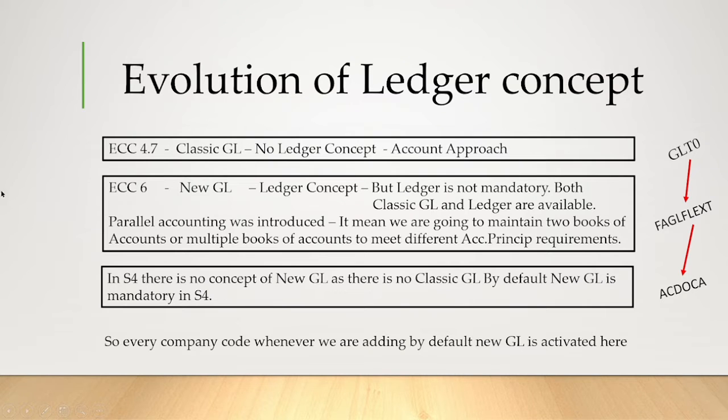In ECC 6, the table is FAGLFLEXT. From GLT0 we shifted to FAGLFLEXT. Then the table was shifted to ACDOCA, universal journal. So for every company code, whenever we are adding, by default new GL is activated here. This is about evolution of ledger concept.